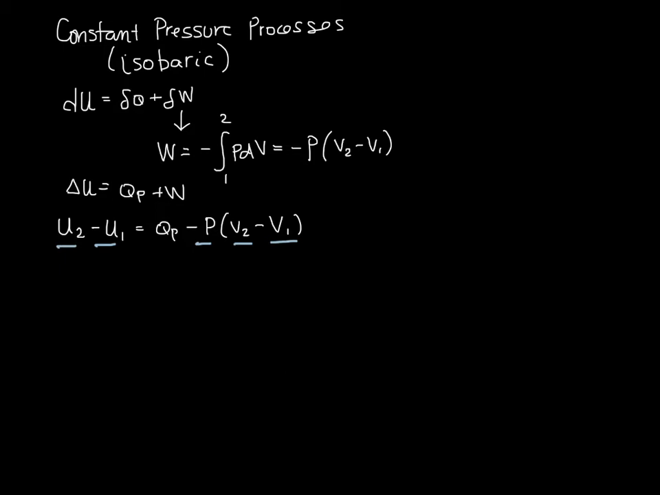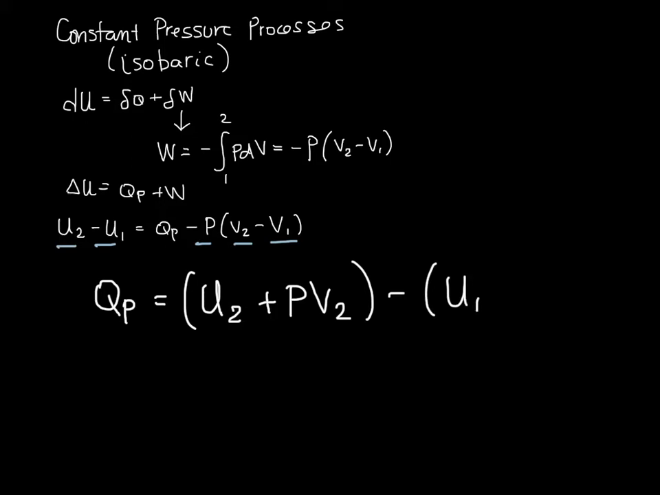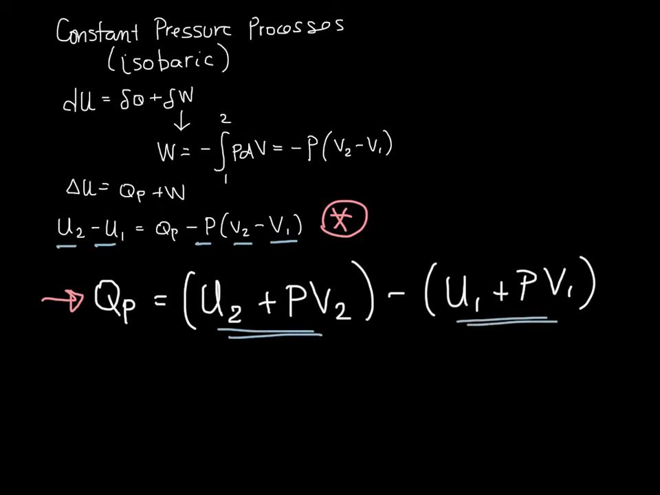So we can do a little bit of rearranging here and end up with an expression that says the heat transferred at constant pressure, this is a process variable, is equal to the following: U2, the internal energy at state 2, plus PV2, minus U1 plus PV1. So this is really just a rearrangement of this equation up here, which brought us to this equation down here. So all of this stuff in the parentheses, these are all state functions.